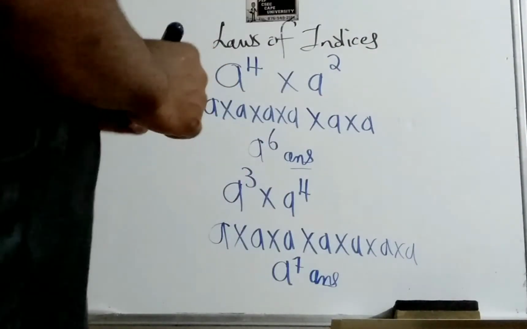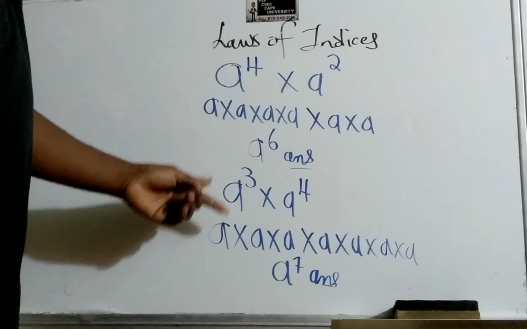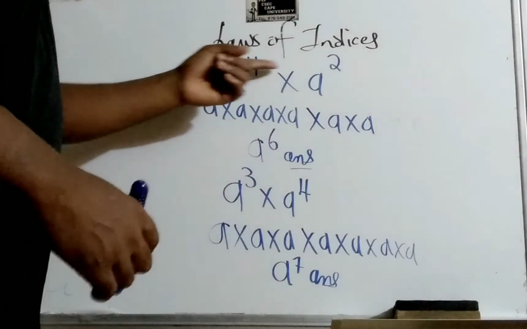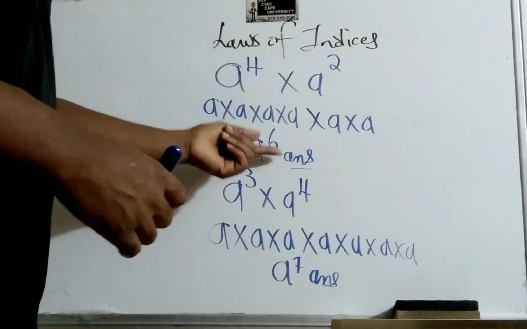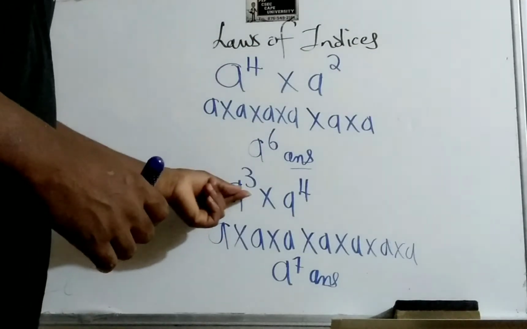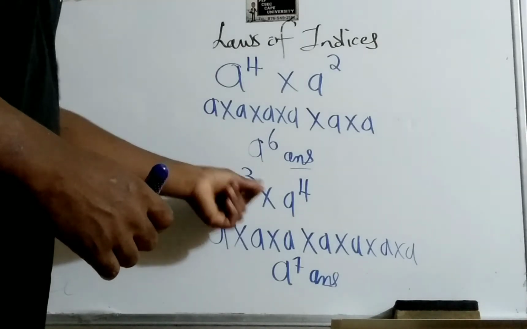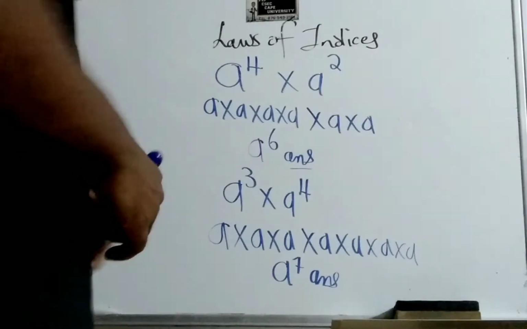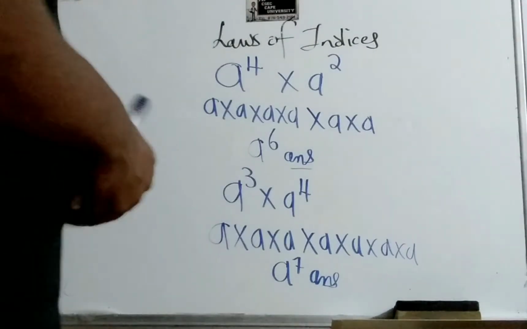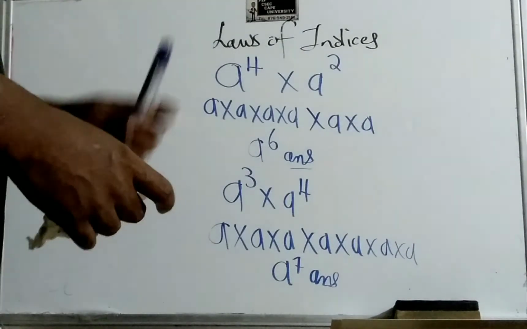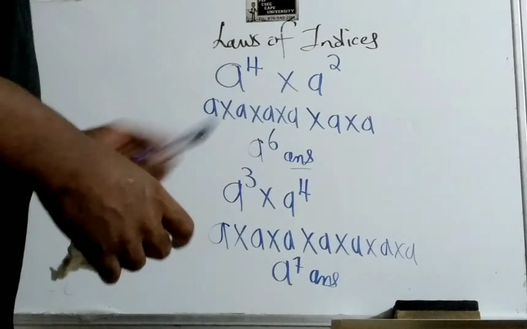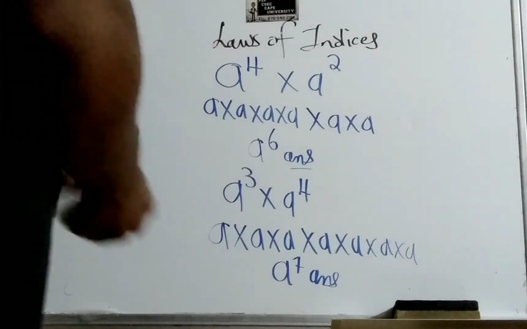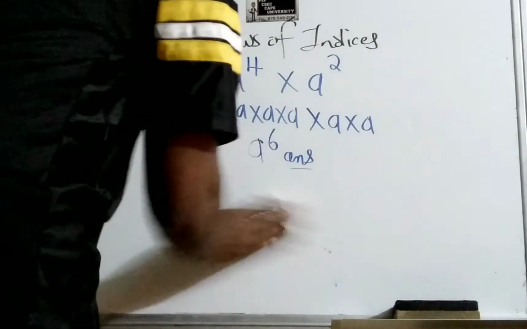Now by now you would have noticed that it's like we are adding. So here we have 4 plus 2, 6. A to the 3rd times a to the 4th will be 3 plus 4, which is 7. So the first rule is when we are multiplying and we have the same base, we add the powers. We add the powers. Very good, guys. Let's go again.